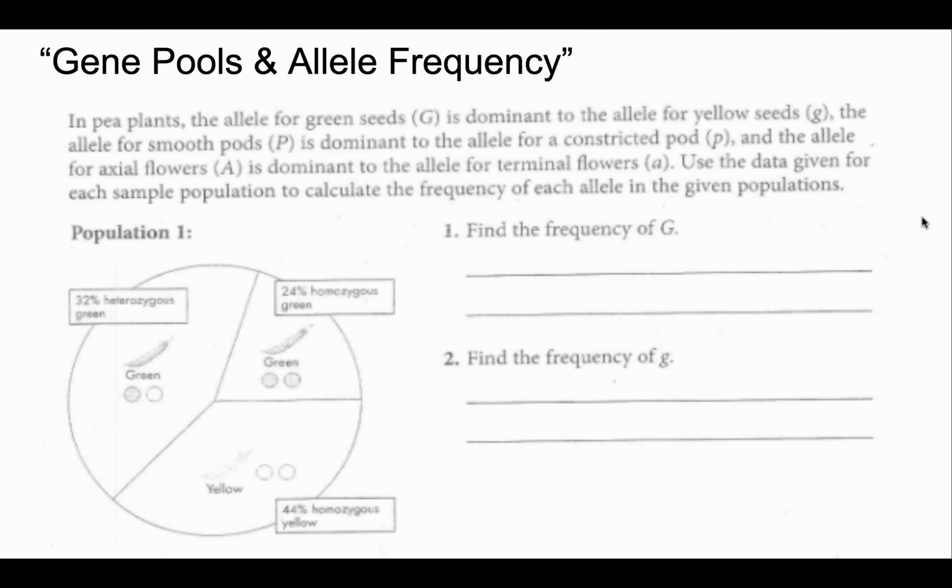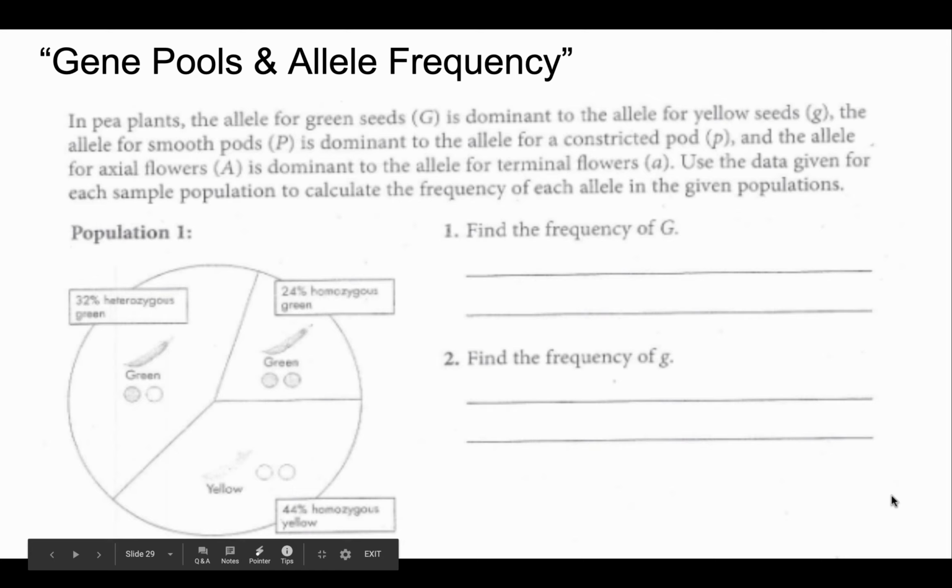We are going to do some practice, so the assignment you're looking for is gene pools and allele frequency. And we're going to start off talking about pea plants. So in pea plants, the allele for green seeds, green is dominant, so we're going to represent that with a capital G. The allele for green seeds, capital G, is dominant to the allele for yellow seeds, lowercase g.